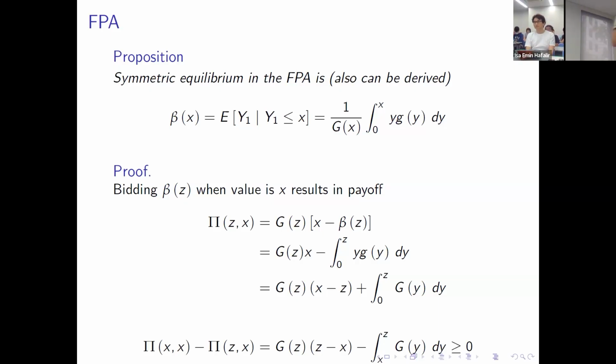So let's confirm that this is an equilibrium. In order to do that, let's consider a slightly different method.